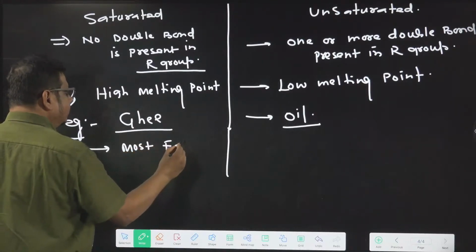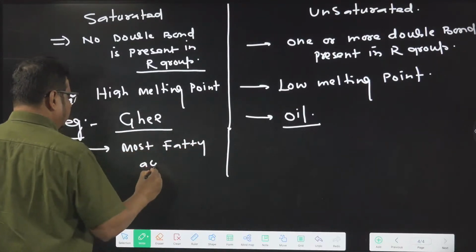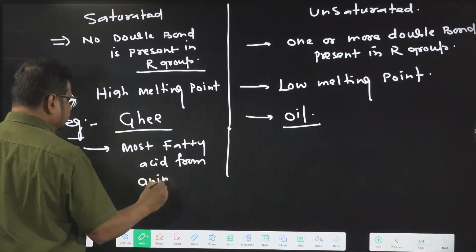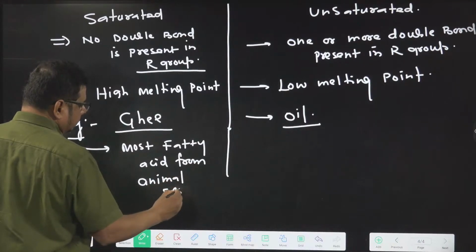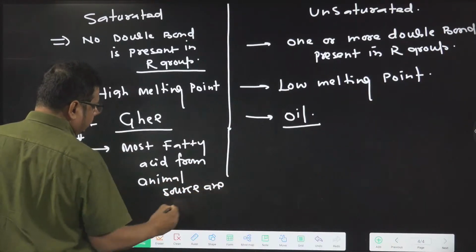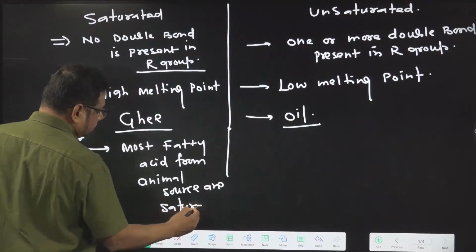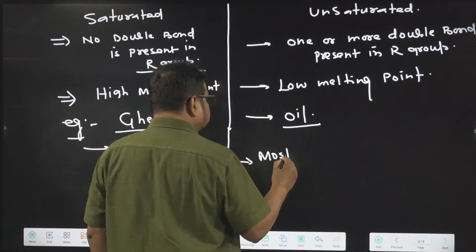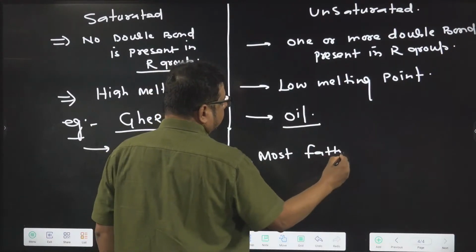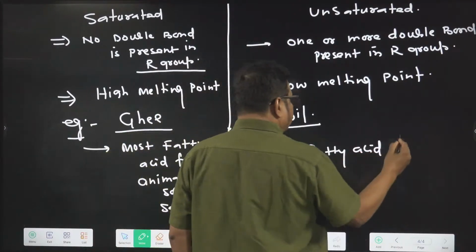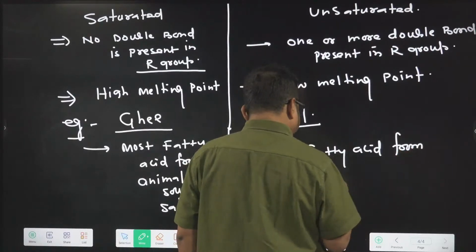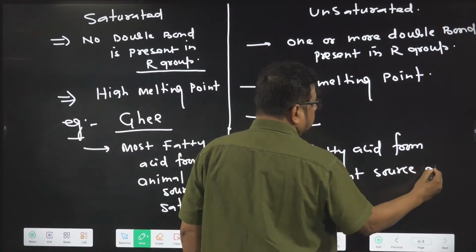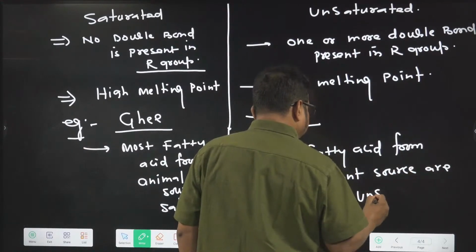Most fatty acids from animal sources are saturated. And most fatty acids from plant sources are unsaturated.